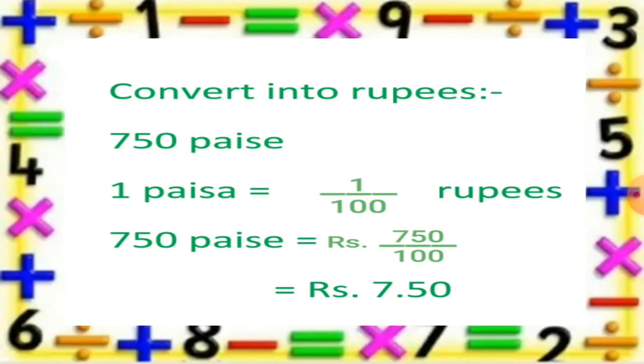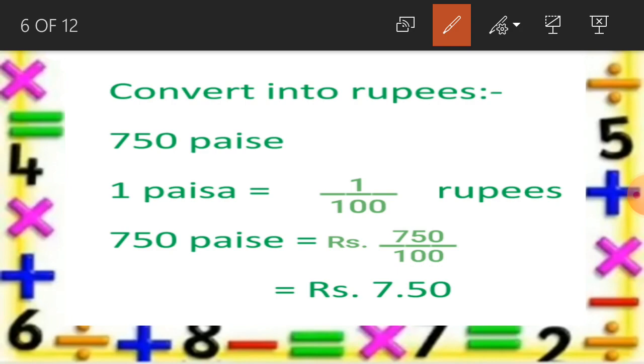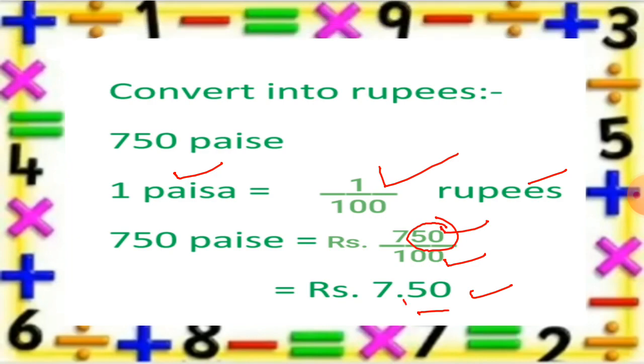Again 750 paisa is given, so we will write 1 paisa is equal to 1 divided by 100 rupees. So now we have to divide paisa by 100. So we write 7 rupees 50 paisa. We put the point before 2 digits that are 50. We put the point before 50 and it becomes rupees 7.50.